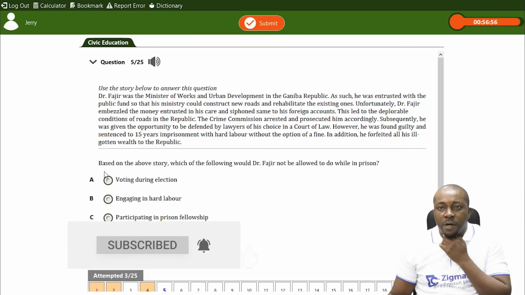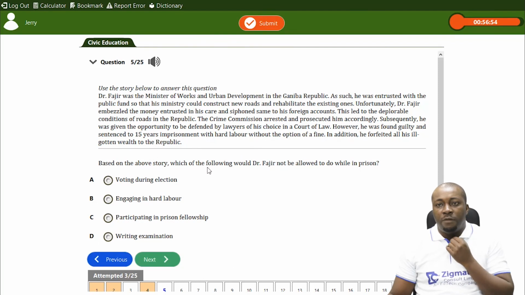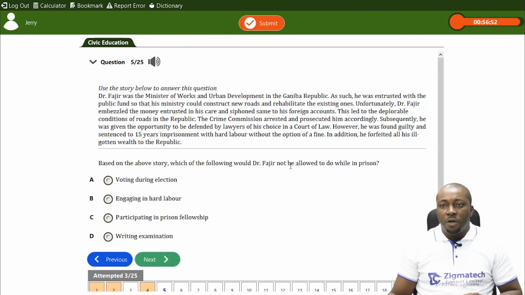Now, from that story we read, based on the above story, which of the following would Dr. Faji not be allowed to do while in prison? Of course, prisoners, they don't vote during election. They can participate in prison fellowship. At times, trainings can be given to prisoners where they write exam at the end. He can engage in hard labor, of course. He cannot vote. He can't come out to vote.